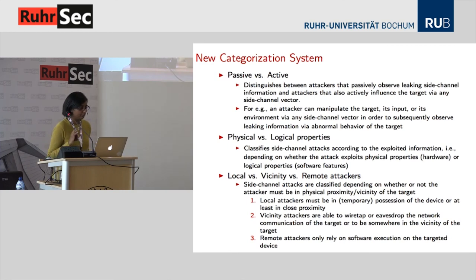Passive versus active is the same as for the traditional side-channel category. Physical versus logical properties: are we exploiting hardware or software features? That's the difference between the two. Local, vicinity, and remote: for local attackers, we mean, are they in possession of the device? Vicinity, is it a network-based attack? You could be anywhere eavesdropping on network communication. And remote attack is really software-based execution on a targeted device.